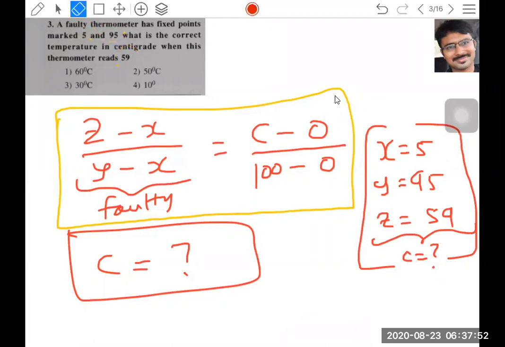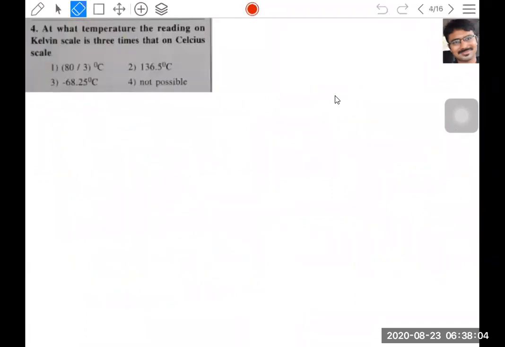So I have taken that information and started calculating, and finally I'll get the value of C. If you just substitute these values, you'll get the value of C. No need to worry about the calculation part. Just substitute that and I will get the answer. I hope you are clear with this third question. Now see the fourth question: at what temperature is the reading on the Kelvin scale 3 times that on the Celsius scale?